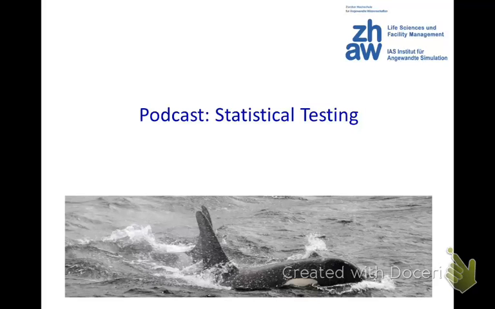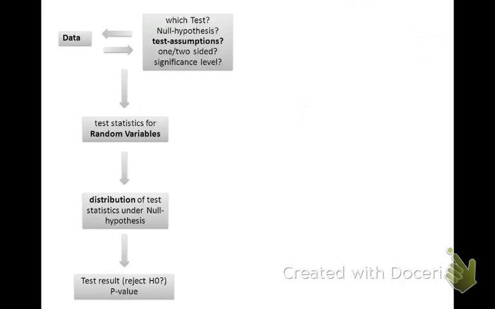This podcast is about general statistical testing exemplified with a typical t-test. When we are doing a statistical test, we have at first some kind of data, and we are asking ourselves, what kind of test do we want to do with this data?